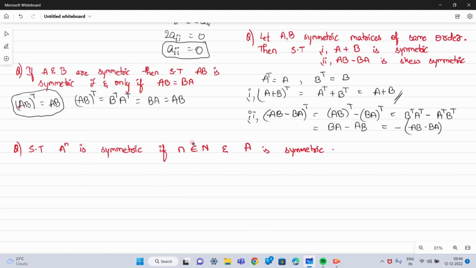Now in this question, it's given that A is a symmetric matrix and we need to show A power n is also symmetric. How to show this? Which means we need to finally prove A^n whole transpose is A power n. Right. So how to prove this is, first take the transpose, which is A power n transpose. We can write A power n as multiplication of A, n times, right?